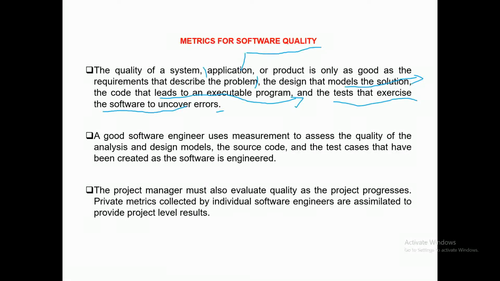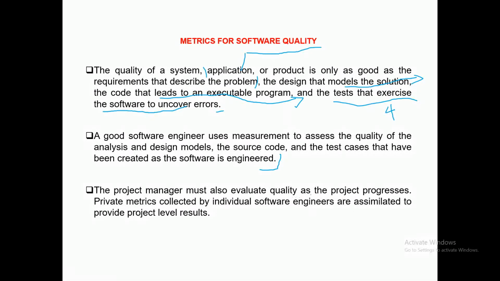The good software engineer uses measurement to assess the quality of the analysis, design, source and test cases that have been created as the software is engineered. So basically, if you want to assess the quality of an entire software, then you need to focus on these 4 parameters. The quality of a requirement, the quality of model design, the quality of a code, and the quality of your testing phase. These 4 parameters should be considered for assessing the quality of a software.